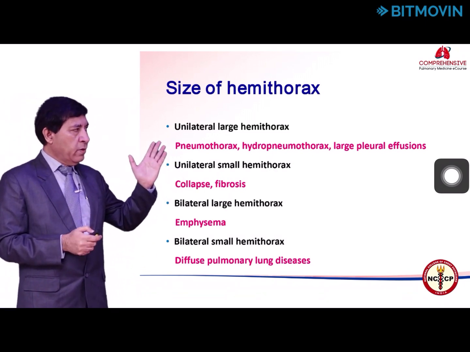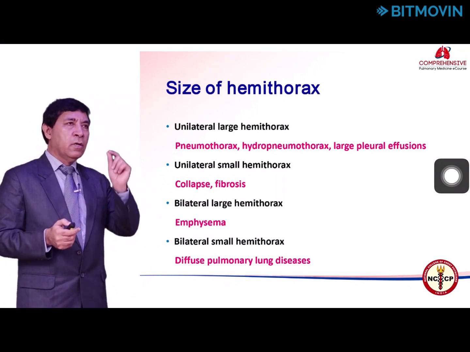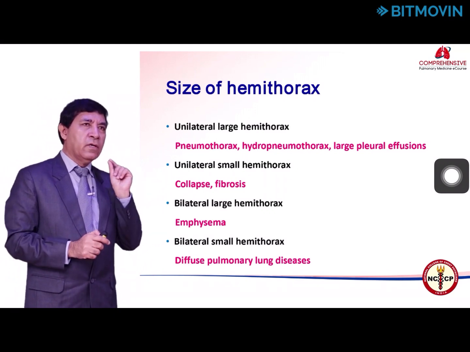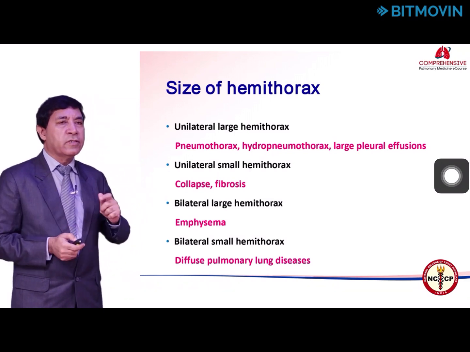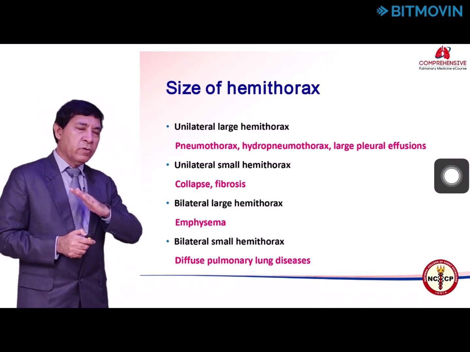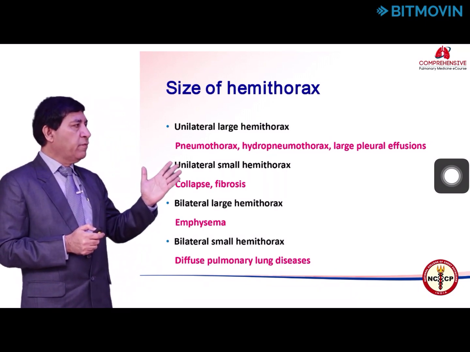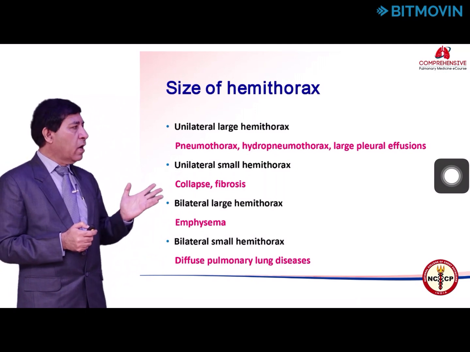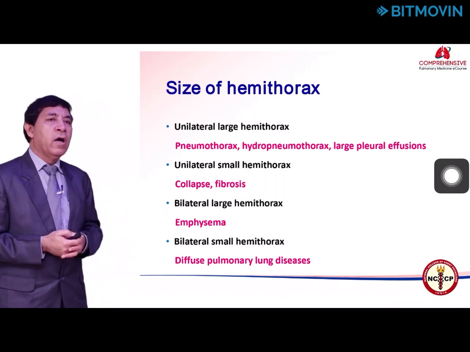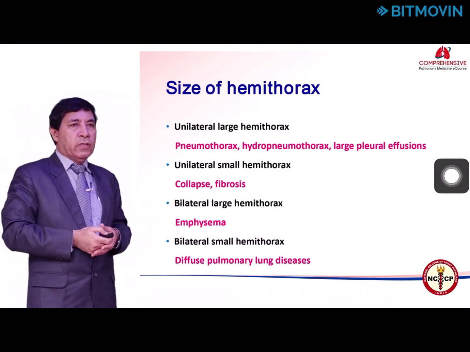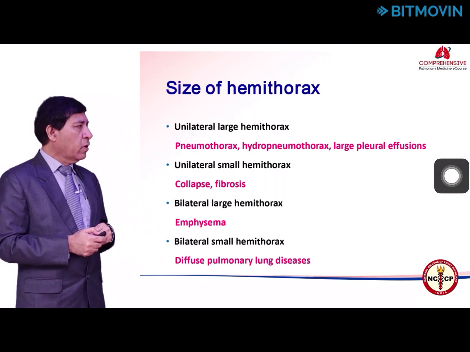So if we have a unilateral large hemithorax, as I mentioned to you, because of the zero pressure or a positive pressure in the pleura, the lung has gone to its resting position, the chest wall has gone to its resting position, which is outside, the hemithorax becomes bigger. So the differential diagnosis of a unilateral large hemithorax would be pneumothorax, hydropneumothorax, and even large pleural effusion can also result in a unilaterally large hemithorax.